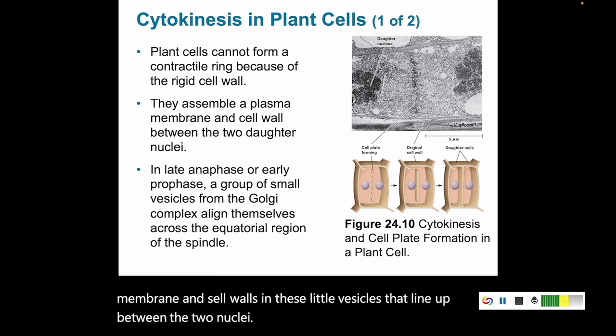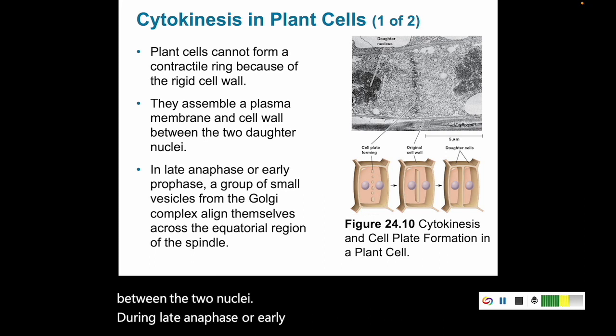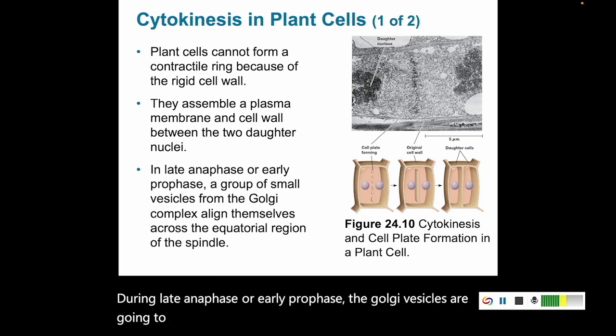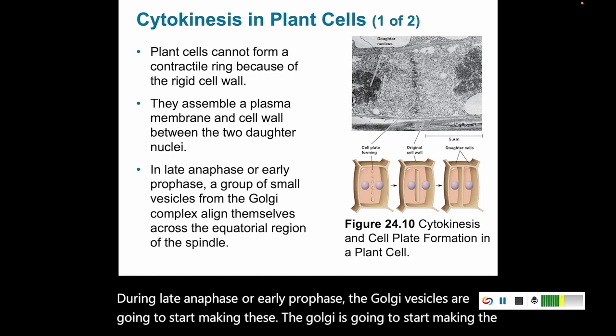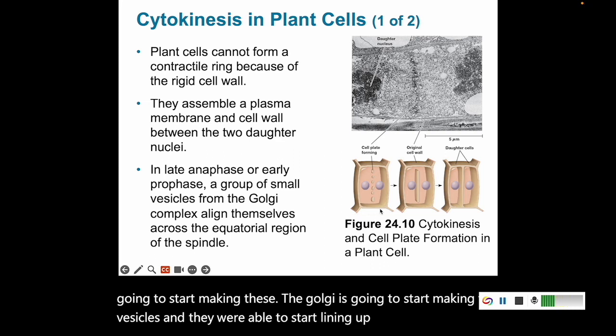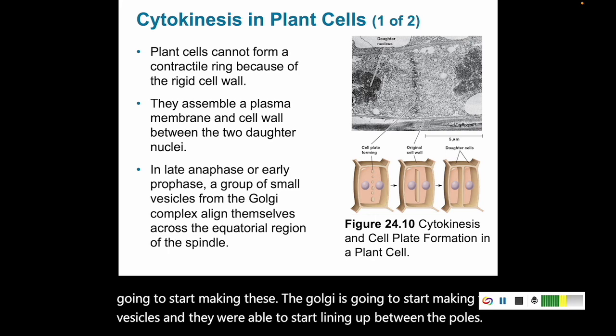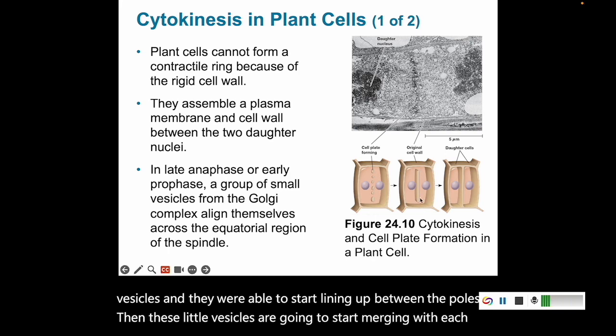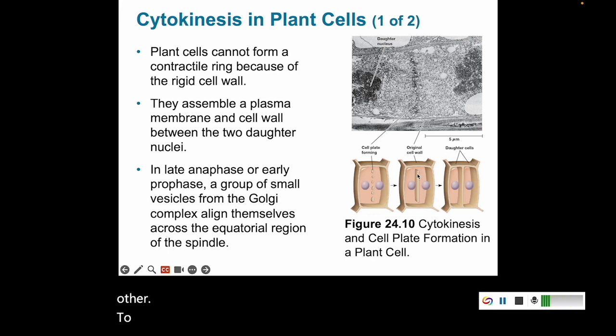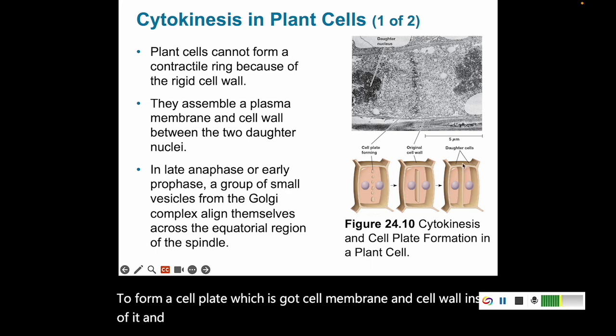During late anaphase or early prophase, the Golgi is going to start making the vesicles, and they are able to start lining up between the poles. Then these little vesicles are going to start merging with each other to form a cell plate, which has cell membrane and cell wall inside of it. And eventually that spreads to contact the cell wall and cell membrane and divide that cell in half.